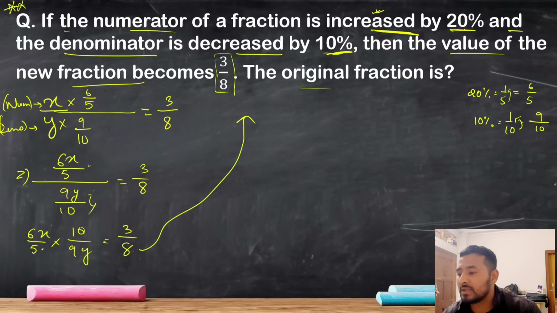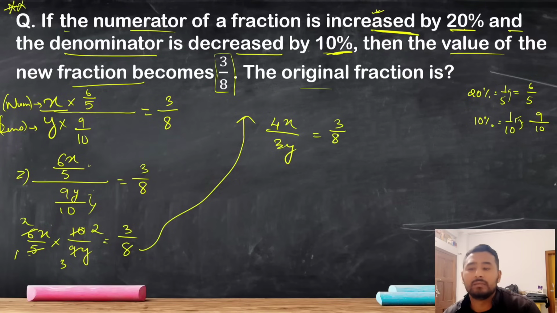You can see, you can cancel 5 1 5 2, right? 2 3 2 3 3. So we're getting 2 into 2, we're getting 4X by here 3 into 1 is 3Y equal to 3 by 8, right? Now what you need to do is to cross multiply this way, right? Will be 8 into 4X will get 32X equal 3 into 3Y 9Y. So now you got the original fraction.